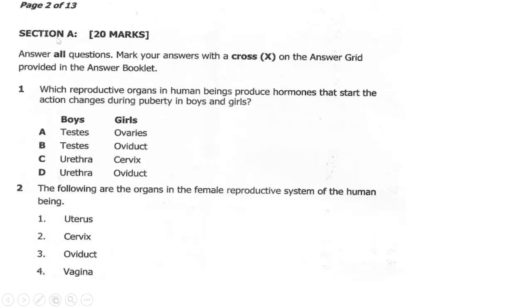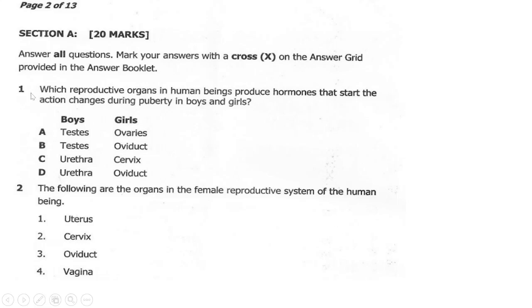Okay. So section A consists of 20 marks, multiple choice, answer all questions, mark your answers with a cross on the answer grid provided in the answer booklet. So you'll find an answer grid, and when answering, you must put a cross on your answer.